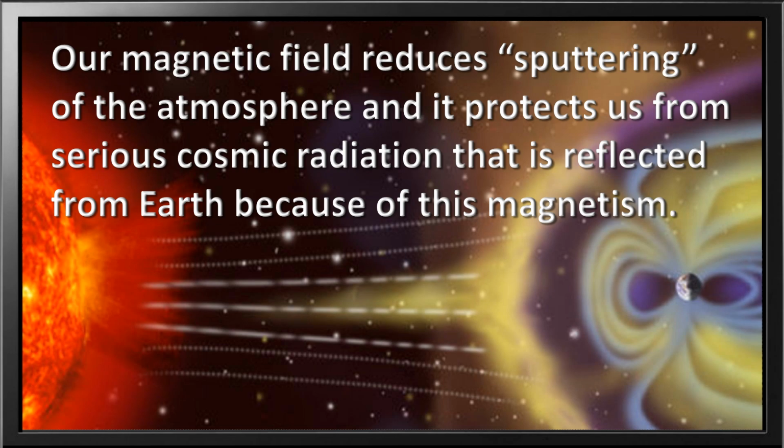If you didn't have plate tectonics and this big, massive core inside that's bubbling off radioactivity, and then the movement that occurs as a result of that, we probably wouldn't have a magnetic field. Plus the spinning of the Earth produces a magnetic field. Very important thing that tectonics does. So our magnetic field reduces sputtering of the atmosphere, and it protects us from serious cosmic radiation that is reflected from the Earth because of magnetism.